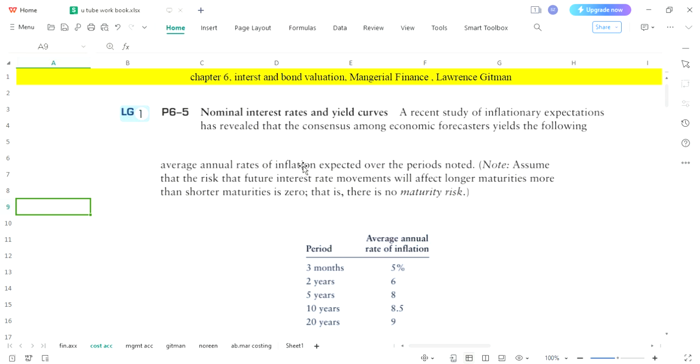Today's target is to solve question number 6.5. The chapter we are dealing with is chapter number 6: rate of interest, interest calculation, and bond valuation. We are using Managerial Finance by Lawrence Gitman, 13th edition. In 6.5, we are actually still at the primary stage.